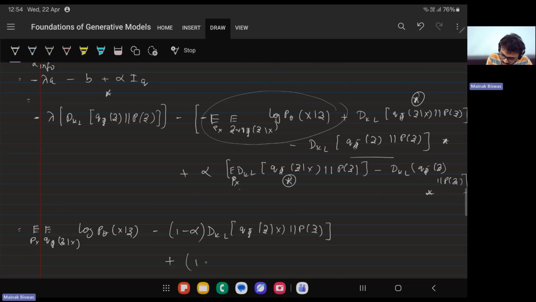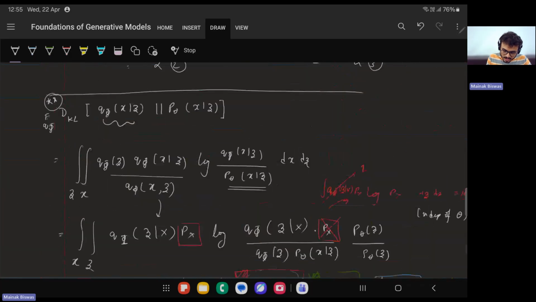So I have 1 minus alpha minus lambda, or I can write this as alpha plus lambda minus 1. Put a negative sign over here. Expected value of q phi of z given p of z. Okay. So what is the, I think, the objective?